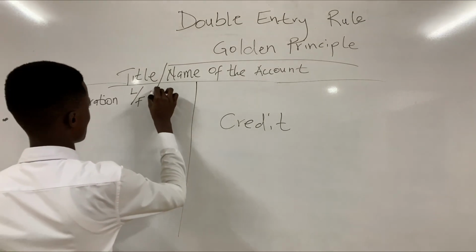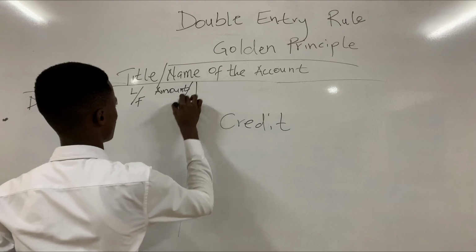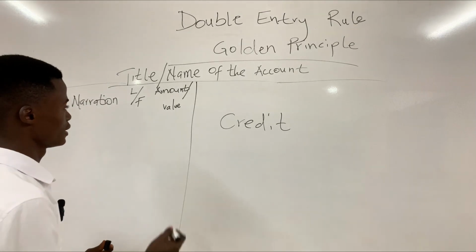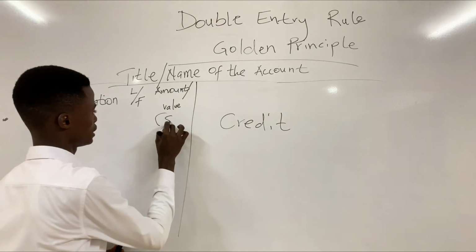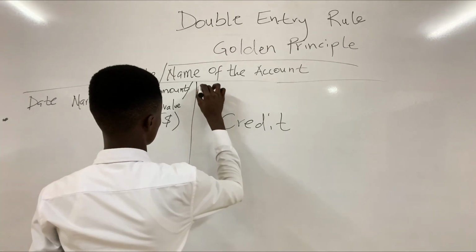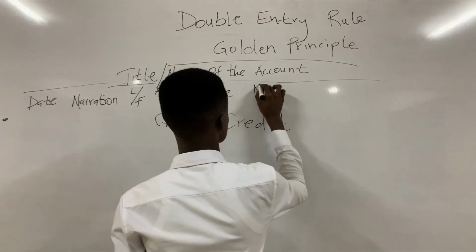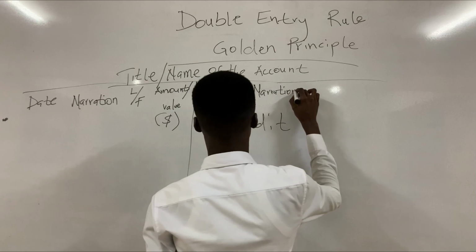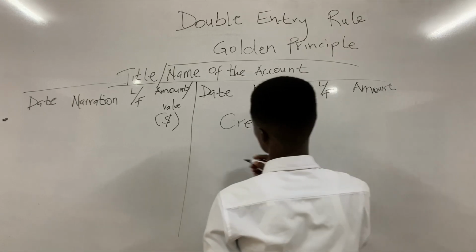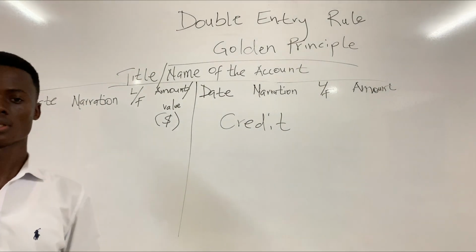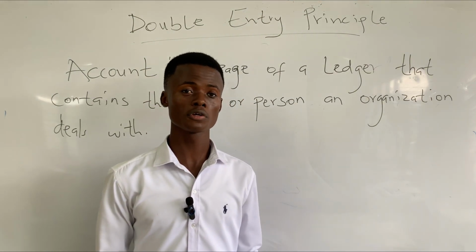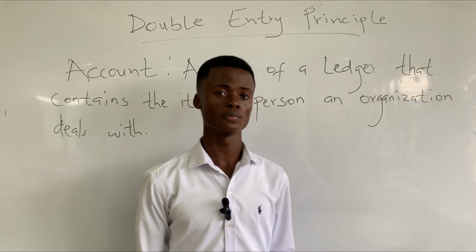And the last one is the amount or the value of the transaction. This amount always takes the currency we are working in. So let's assume we are dealing in dollars. The same applies to the credit side. Under the credit too, we have the date, we have narration, we have ledger folio, and then amount. So this is how an account looks. It means recording the transaction at the debit side of the account is called debiting the account, and recording the transaction at the credit side of the account is called crediting the account.